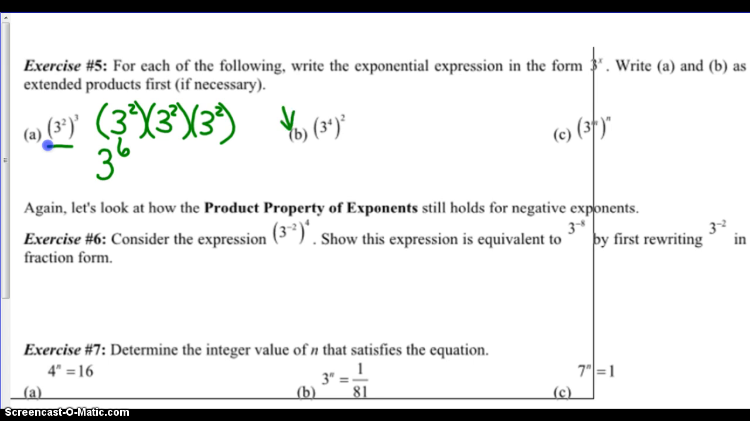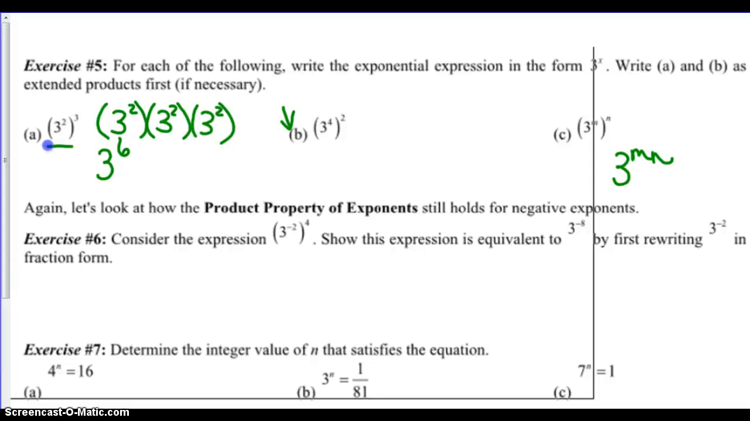I'd like you to try B, and I'm going to come over here and do C, doing the multiply. If you want to write it out first, go right ahead, okay? That you would write out 3 to the 4th twice, and then add those exponents, or use the next property and multiply them. Okay, example 6.